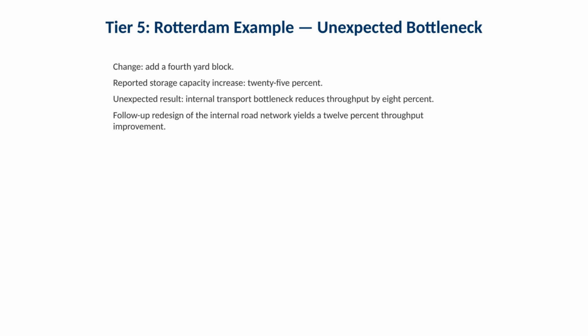In the Port of Rotterdam example, adding a fourth yard block increases storage capacity by 25%. However, the simulation reveals an internal transport bottleneck that reduces overall throughput by 8%. After redesigning the internal road network, the system achieves a 12% throughput improvement while retaining the expanded storage capacity.